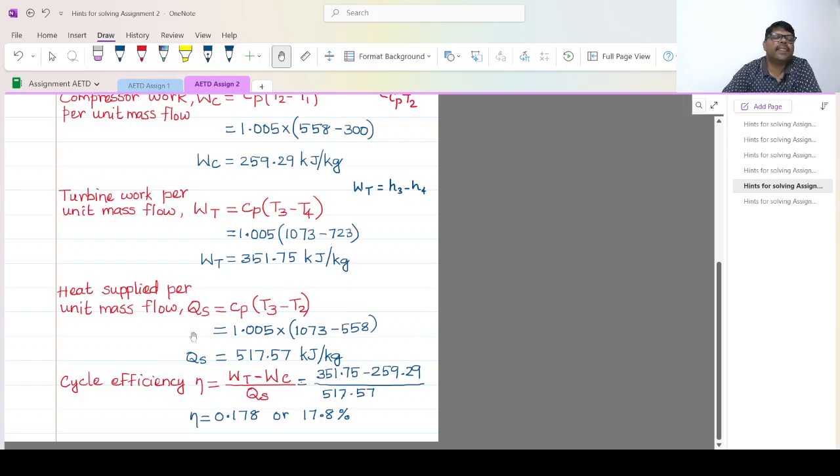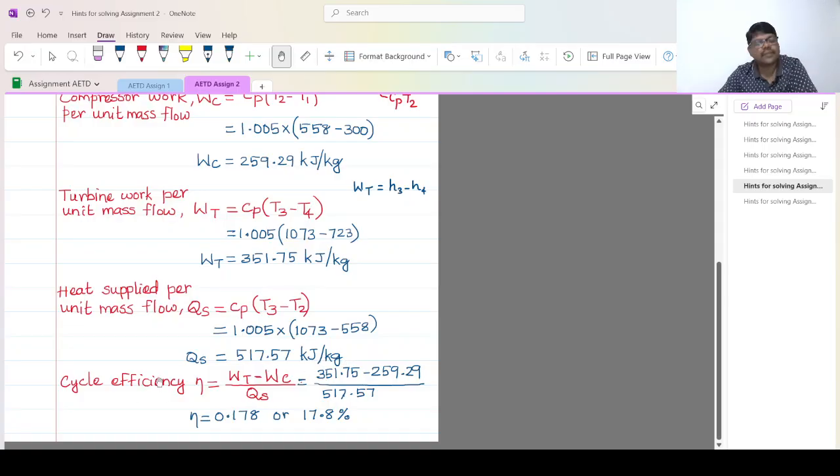Then heat supplied per unit mass, Qs, which is equal to Cp into T3 minus T2. Once again, the heat supplied is equal to the change in enthalpy during the heat addition process 2 to 3, which can be written as Cp into T3 minus T2. Upon substitution and simplification, I get the heat supplied Qs equal to 517.57 kilojoule per kg.